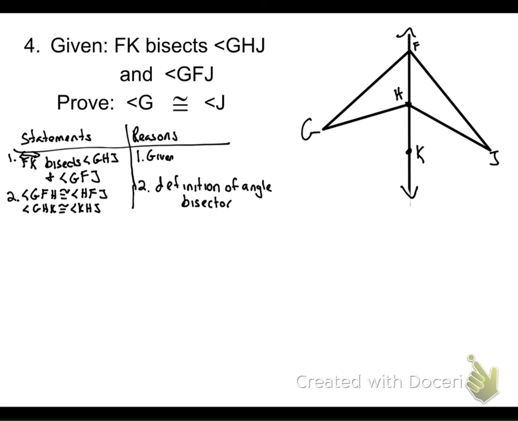Okay. I'm going to change my color real quick to show you what we just did. So for number 2, we showed that this angle here is congruent to this angle, and that this angle here is congruent to this angle. Okay? But is that what we were trying to show? No, we're not there yet, right?